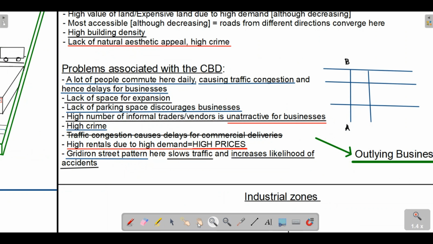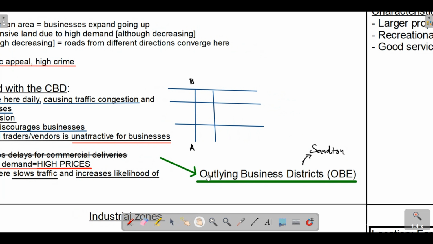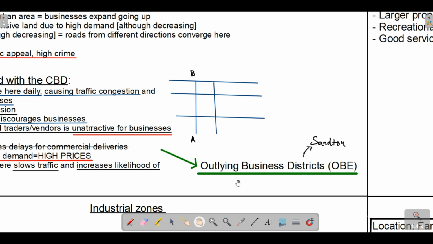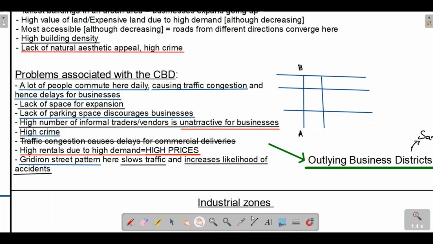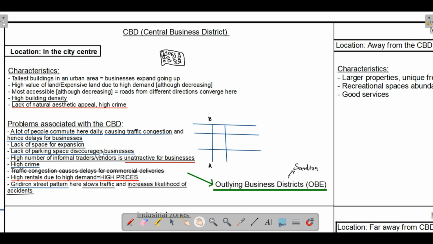Outlying business districts, for example, like Sandton. Sandton is an example of an outlying business district. They have an area there that is like a small CBD, right? But it's not the CBD, because the CBD there is the Joburg CBD. So they have this outlying business district. It does not have any of these problems. It does not have the problem of traffic congestion, right? It does not have the problem of space. It does not have the problem of parking space. It does not have high crime. It does not have high rentals, and so on and so on. So it does not have all of these problems that are faced by businesses that have buildings in the CBD.